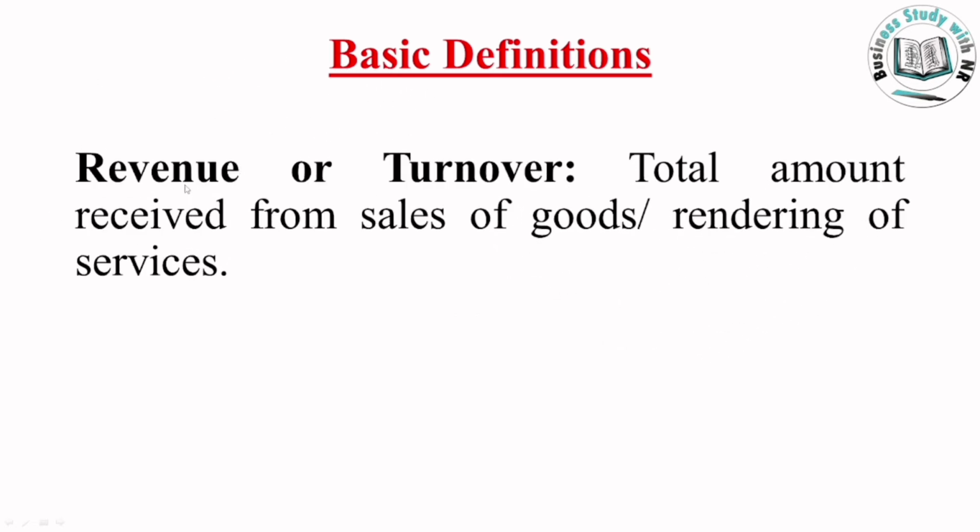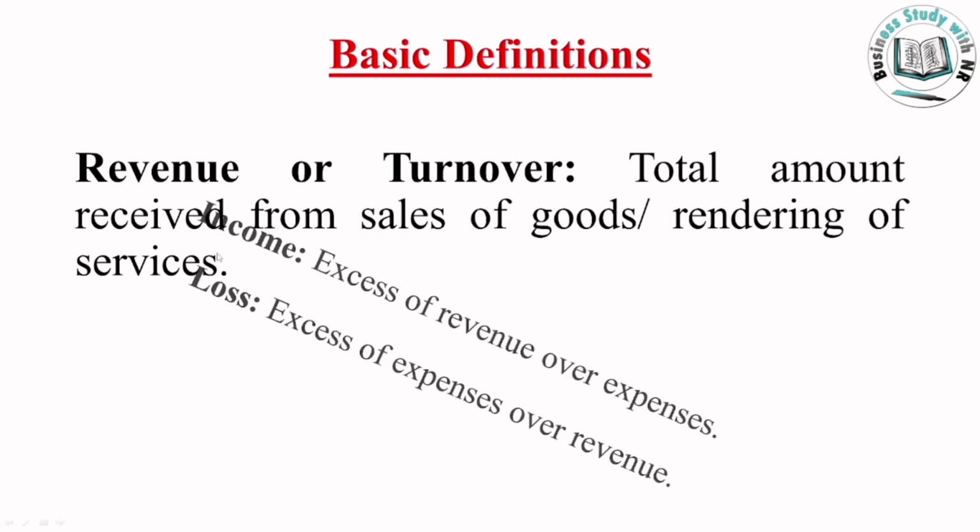Next is revenue or turnover. Revenue or turnover is just total amount received from sales of goods and rendering of services. It is total inflow. It is total inflow from sales of goods and rendering of services.